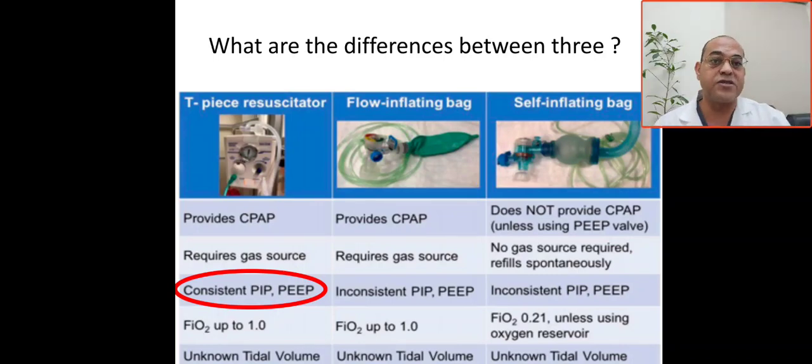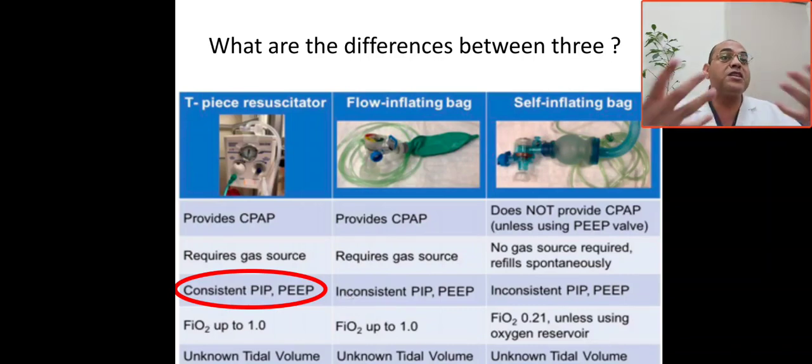The other, if you will see here, the flow inflating bag and self-inflating bag: inconsistent pressure. So it will give me pressure, it will give me benefit, but it can harm. It will give benefit, but there is harm from barotrauma, atelectic trauma, biotrauma. So it is a charity followed by harm. But the Neopuff or the TBs will give me the benefit without harm.